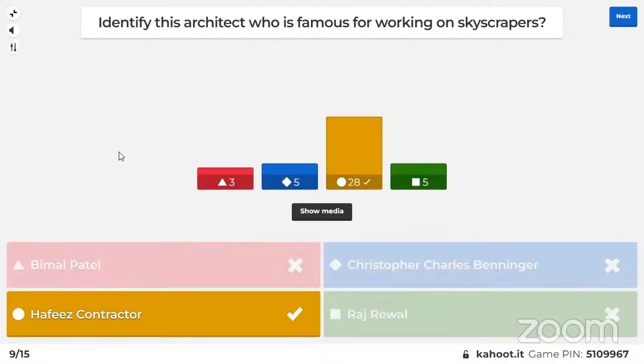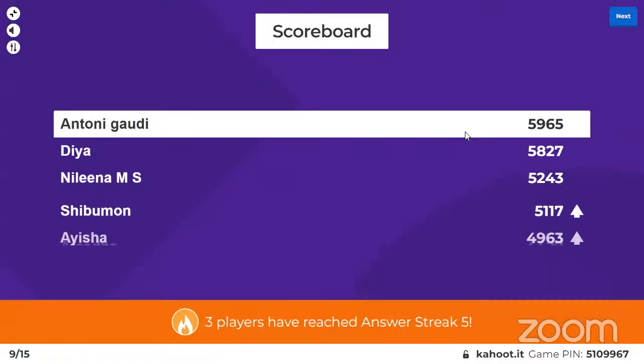So the answer is Hafiz Contractor. Hafiz Contractor is a famous architect shown in the picture. All right, with that note, let's move on to the leaderboard again.